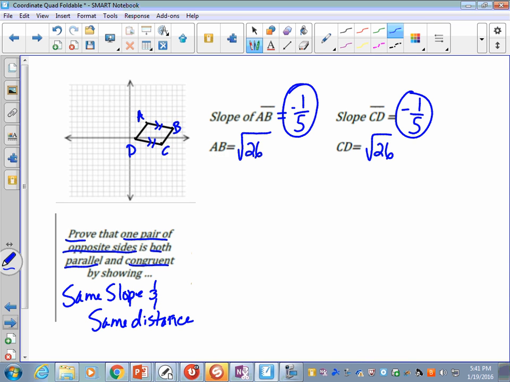So notice that it has an arrow and a tick mark. Arrow and tick mark. So if I'm showing that one pair of opposite sides are parallel and congruent, then I'm proving it's a parallelogram. Okay? So you can do that as long as you're looking at the same pair of opposite sides. So ABCD is a parallelogram.